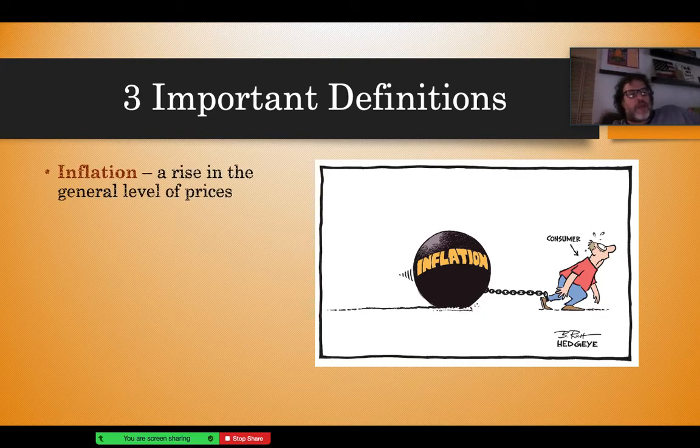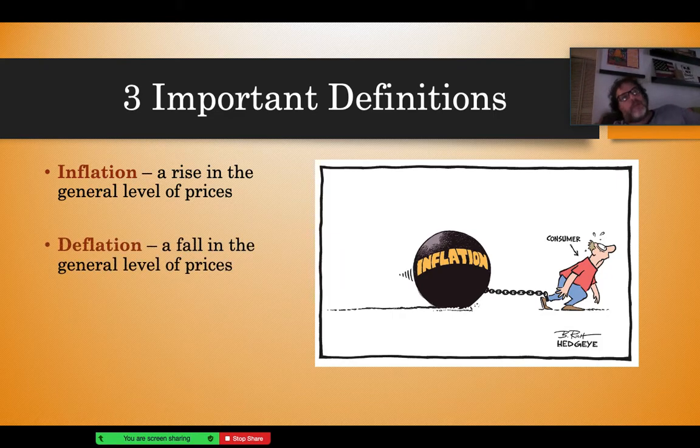Okay, so three important definitions related to inflation. The first one is inflation itself, which is a rise in the general level of prices. Some prices could be going up, some prices could be going down, but overall, prices are going up. Deflation is going to be prices falling. And counterintuitively, deflation is not a good thing either, which we'll see at some point as well. We don't want prices to go up, but we don't want prices to go down either.